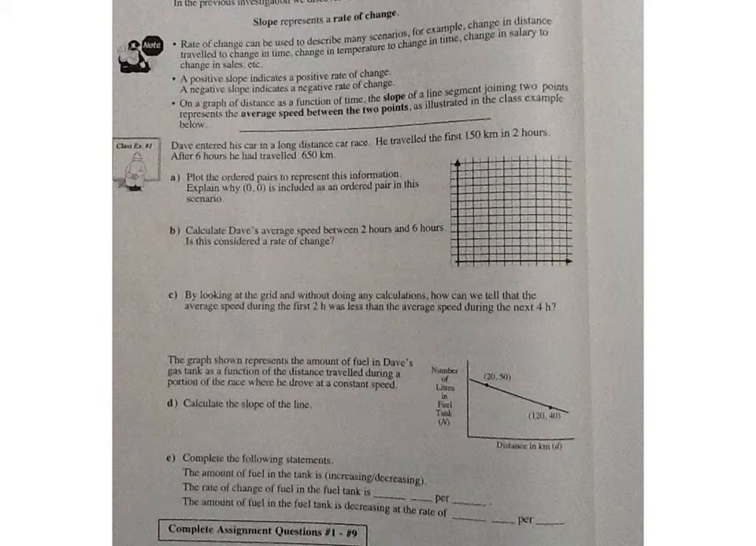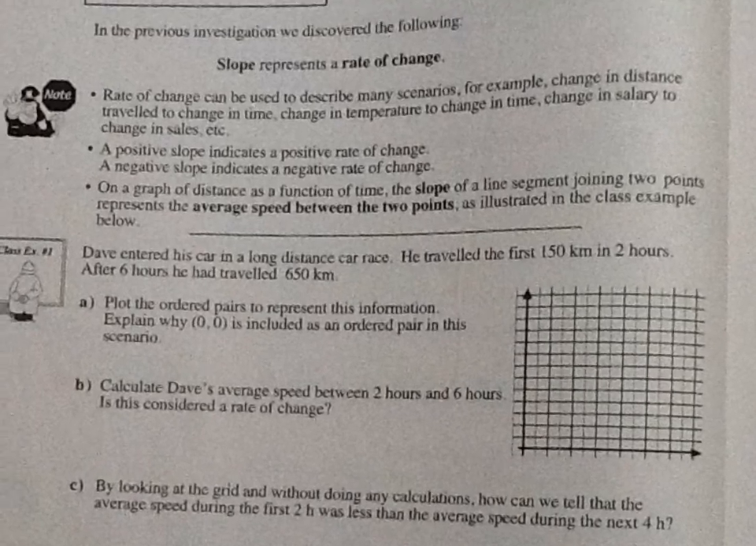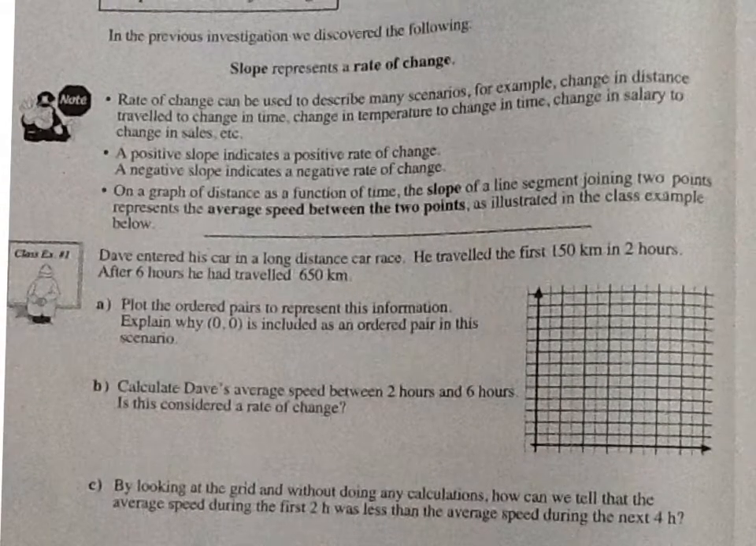All right. In the previous investigation, we talked about how slope represents a rate of change. So rate of change can be used to describe many scenarios. For example, change in distance traveled to change in time, change in temperature to change in time, change in salary to change in sales, etc. A positive slope indicates a positive rate of change. Okay. A negative slope indicates a negative rate of change.